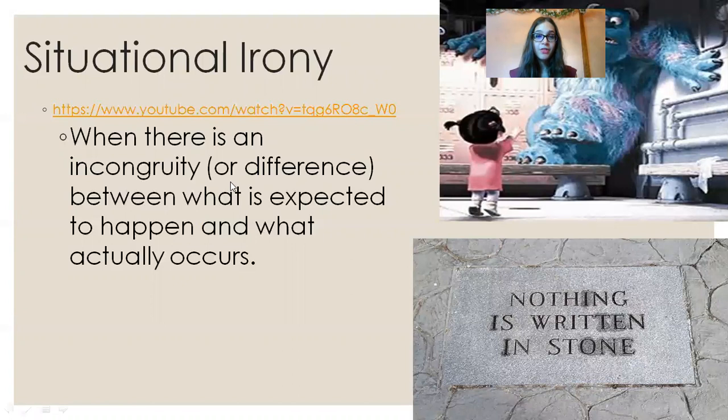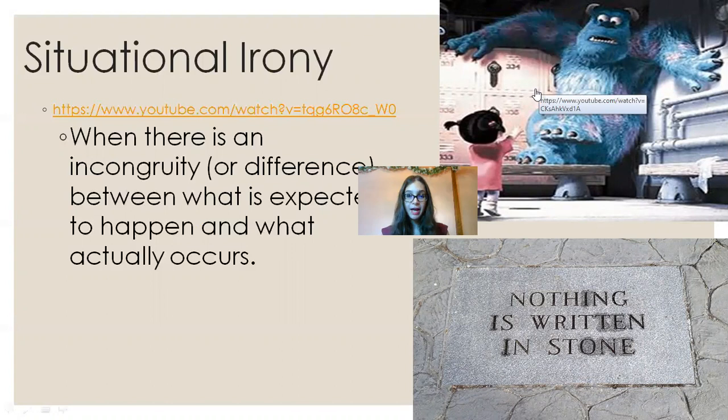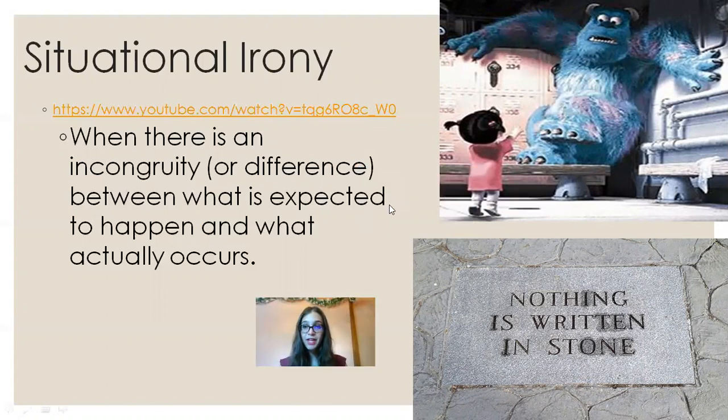Situational irony, when there is an incongruity or difference between what is expected to happen and what actually occurs. So you think something is going to happen, but usually the opposite happens. So a classic example in Monsters, Inc., you would expect the child to be afraid of the monster, but it's actually the opposite. The monsters are very afraid of this small child. So that's what creates an ironic situation, situational irony.